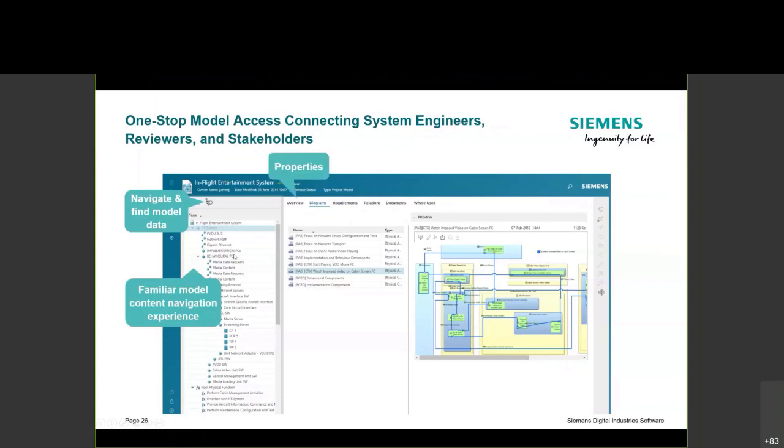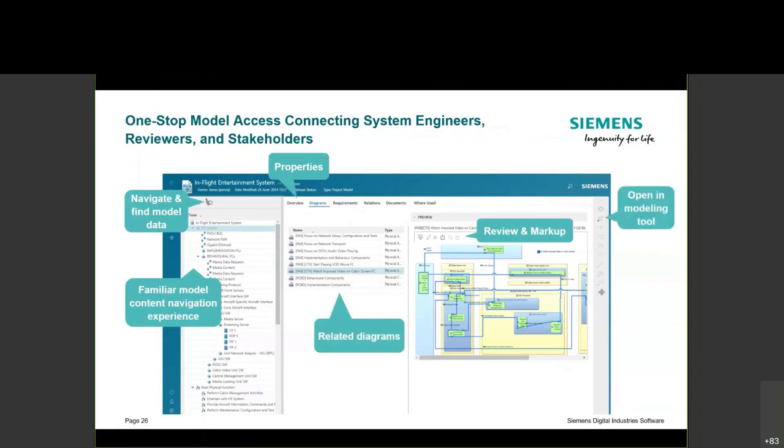Available today, I can look at any properties of the model. I can see the related diagrams. I can do review and markup if I want to collaborate on some system, functions, whatever. I can open the model in the tool, or in that case, SMW. I can create traceability. I can run a workflow if I want to maybe trigger a change on this model.